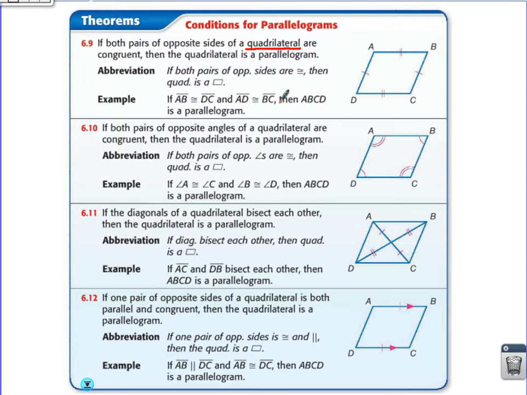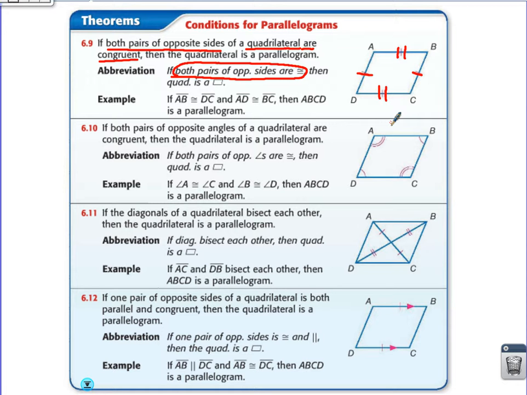If it is a quadrilateral and both pairs of opposite sides are congruent. You don't have to put that about a quadrilateral because obviously if it has five sides, it's probably not a parallelogram. So you got this quadrilateral, and the first way to prove it is both pairs of opposite sides are congruent. Right there. AD is congruent to BC, and AB is congruent to DC. It's a parallelogram.